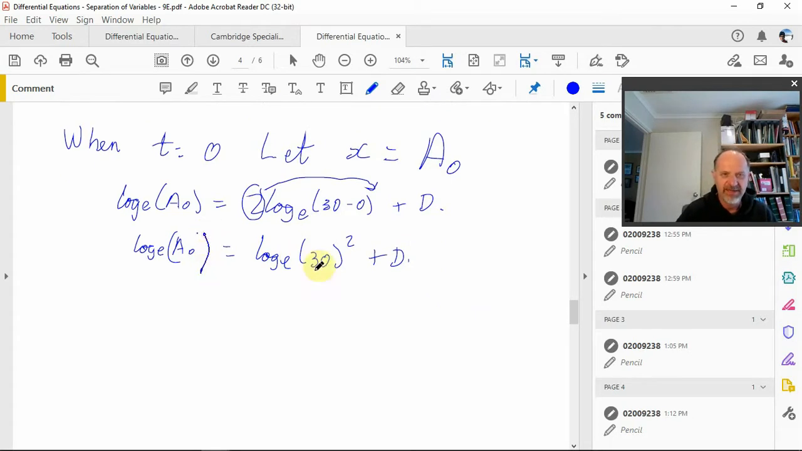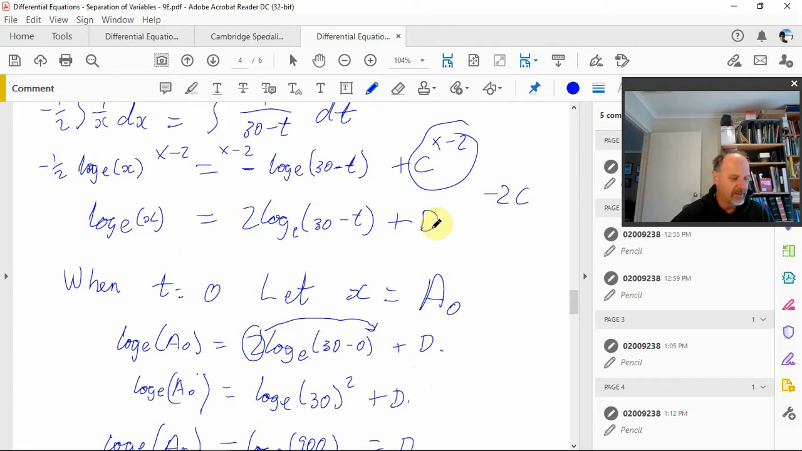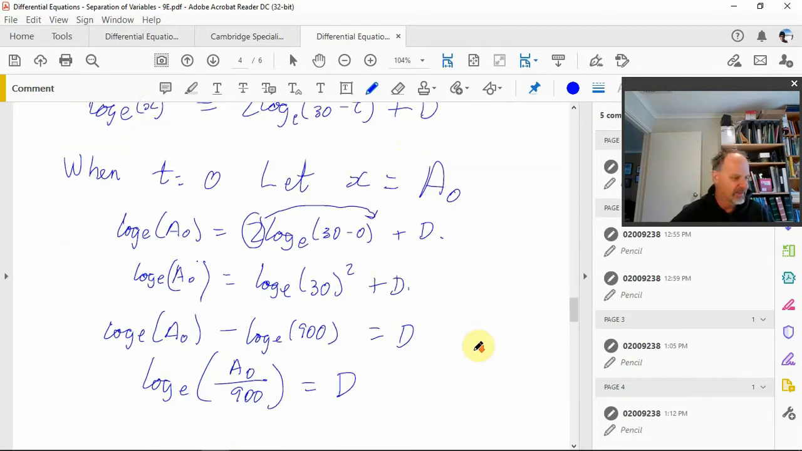What I can do to find D is move this across. So I've got log to the base e of the amount we started with minus log to the base e of 900 is equal to D. And as we know, that is log to the base e of the amount we started with over 900. And so that is our constant. Now we can whack that back in, plus D.